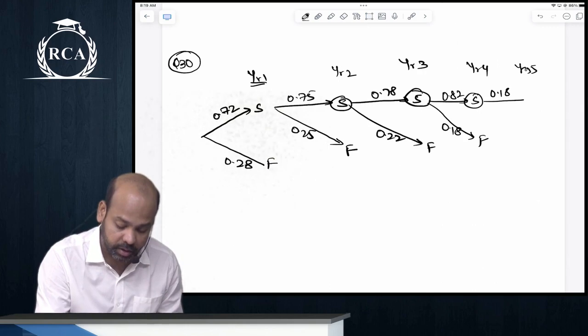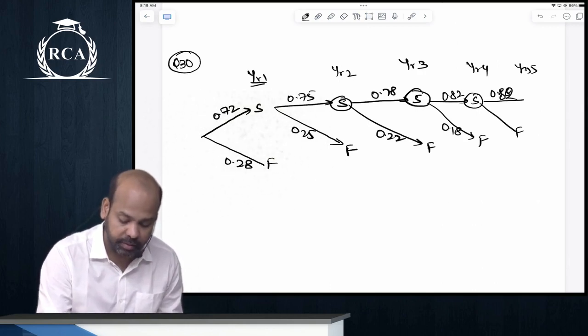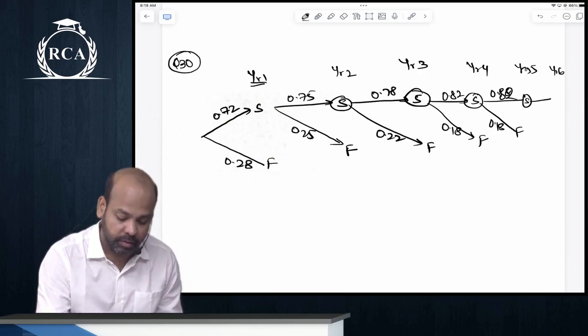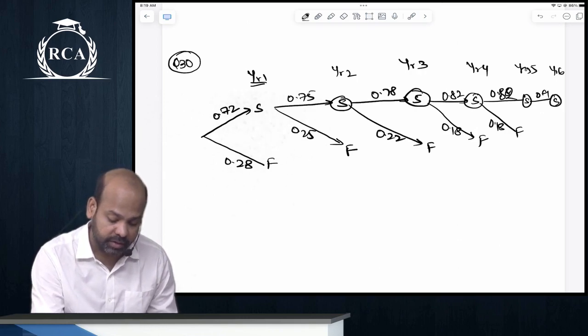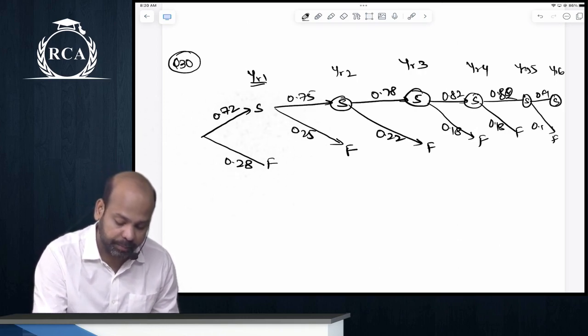0.82. Chance of failure is 0.18. Finally, year 6. What is the chance of success? 0.90 success. Failure it is 0.10.